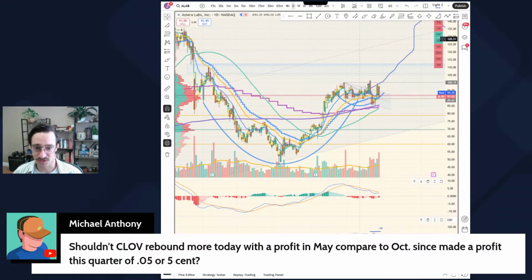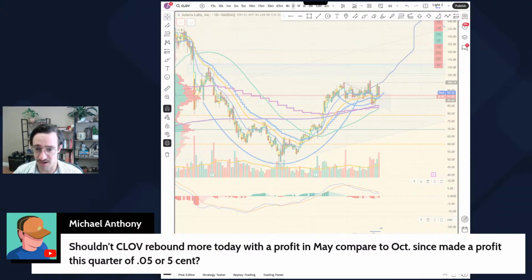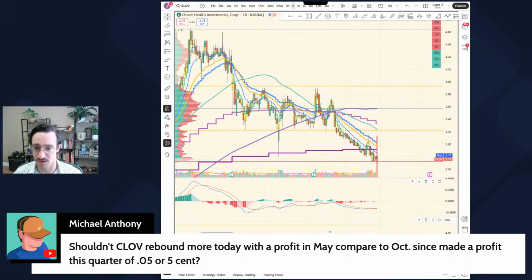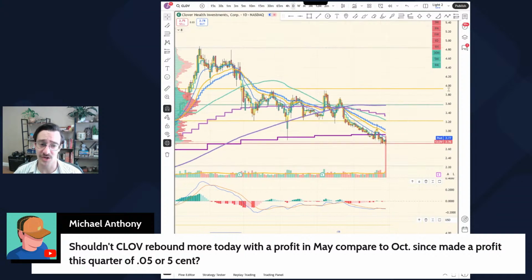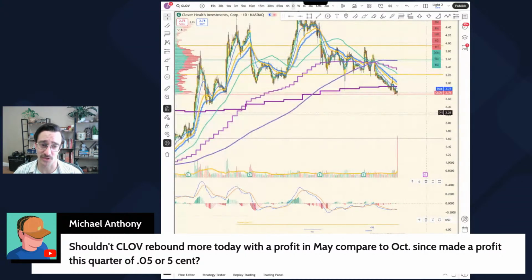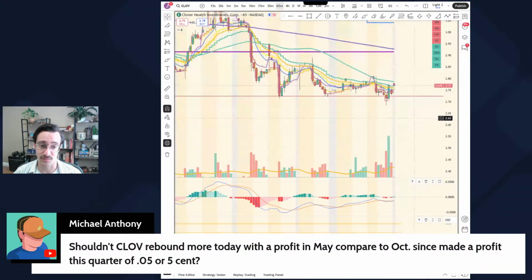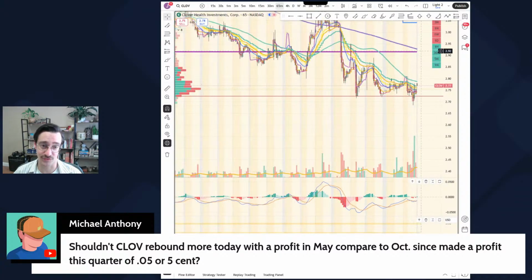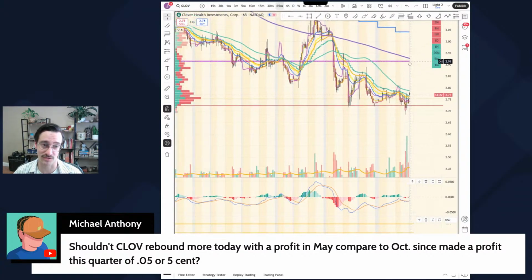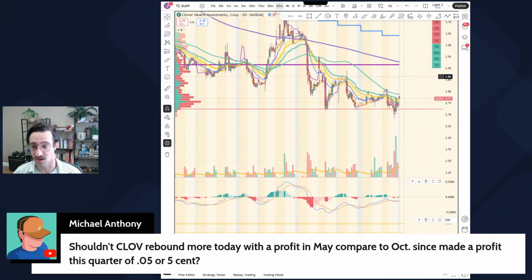Michael Anthony saying, shouldn't Clover rebound more today with a profit in May compared to October, since it made a profit this quarter of 0.05 or 5 cents? I do not know enough about the fundamentals. What I do know is that we were traded back into a key level. It got apparently a bullish catalyst today, and there was massive volume here. What we can do is look in a little closer at the hourly, and that looks pretty compelling to me. If it can hold over 277, 78-ish, I think there's a good chance for at the very least a retest of this $3 area here. Yeah, I like it.